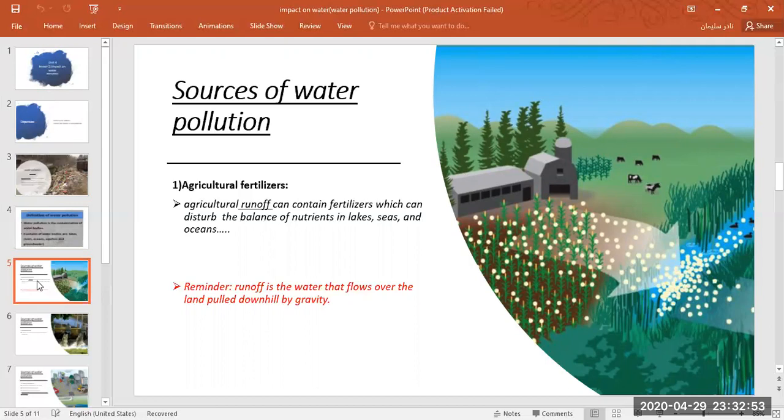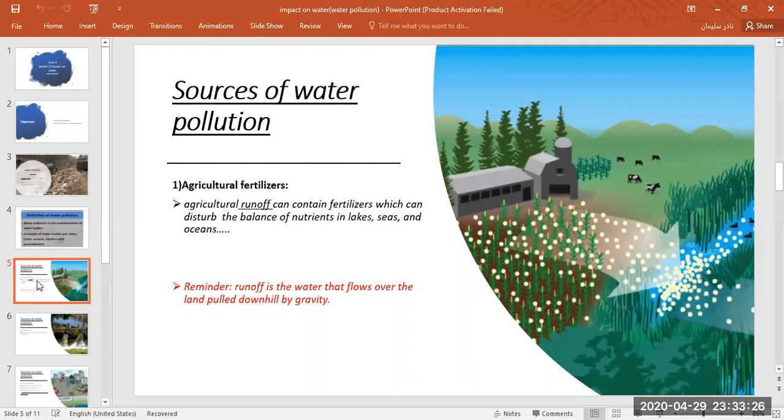These chemical substances are taken with runoff, okay? Don't forget that runoff means the water that flows over the land. During rainy days, this water takes with it from farms these chemical substances, these pesticides, herbicides, and fertilizers, and takes these substances to rivers, to lakes, to streams.